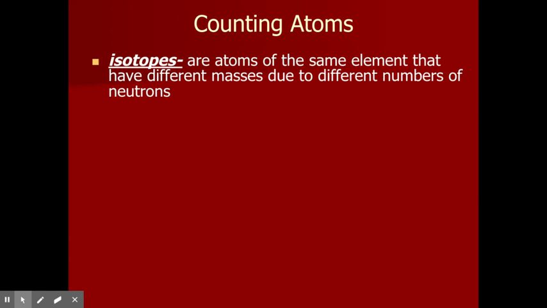So, when we look at isotopes, they're actually atoms of the same element that have different masses due to different numbers of neutrons. If I look at carbon, carbon has several different isotopes that we've talked about in the past, especially in biology. The main one that we have is carbon 12. We have carbon 12s that make up our body, but we also have a lot of carbon 14. If you remember, carbon 14 is radioactive and very unstable.